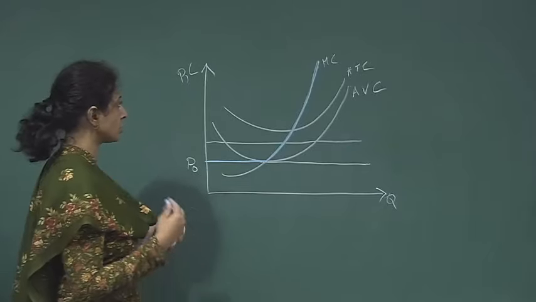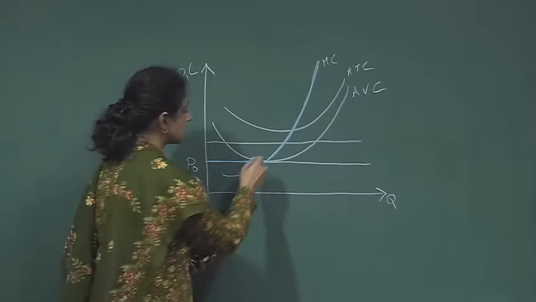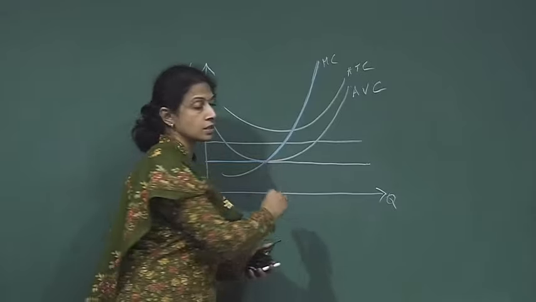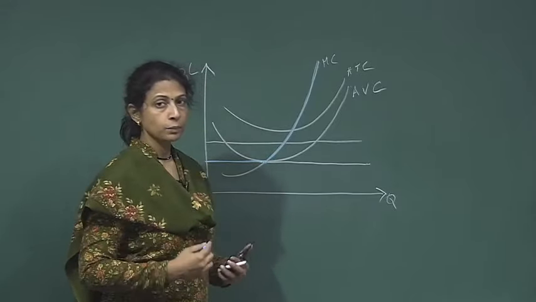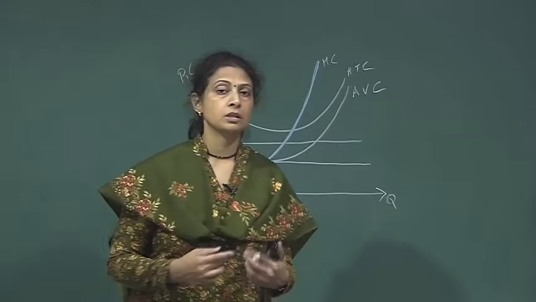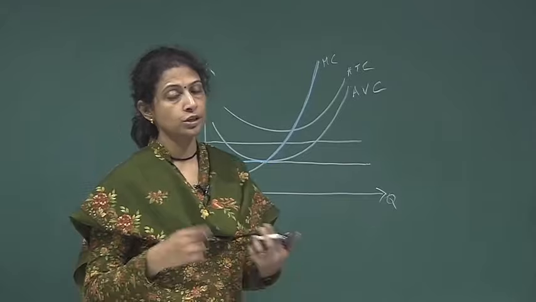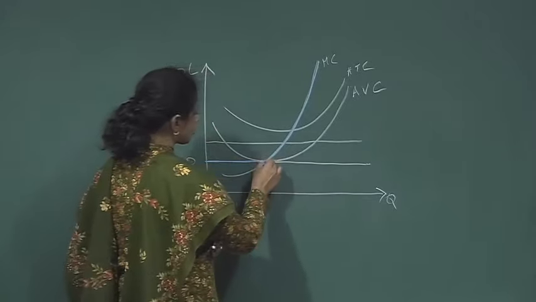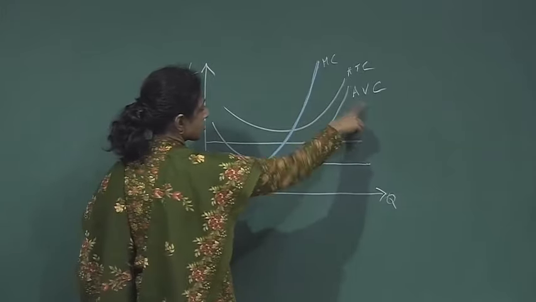In the short run, the firm is going to supply till the minimum average variable cost, and below it, it will refuse to supply, because if the price falls below the minimum of the average variable cost, then the firm is going to incur a loss and it does not make sense for the firm to continue production. So it is going to produce as long as the price is above the average variable cost.